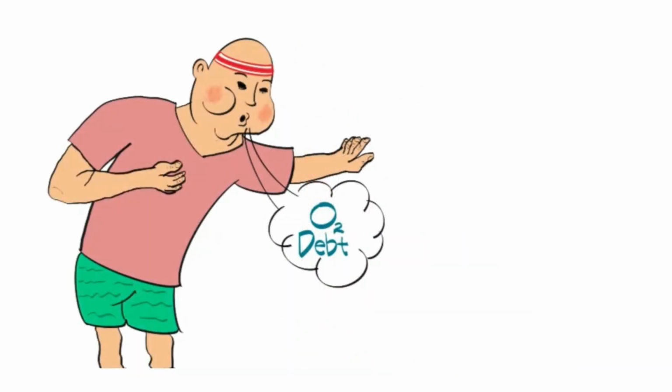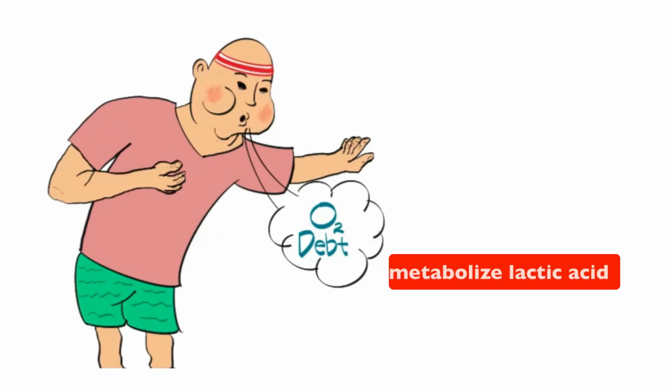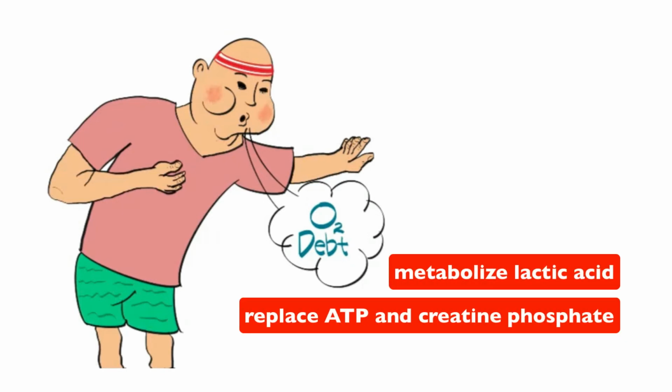But after exercise, we have to repay all the debt we've incurred, all the oxygen that we've used. We need to replenish that. That oxygen is used to metabolize lactic acid. It's used to restore ATP and creatine phosphate. Keep in mind, oxygen is needed to make ATP. And I need to restate that it's certainly not needed.